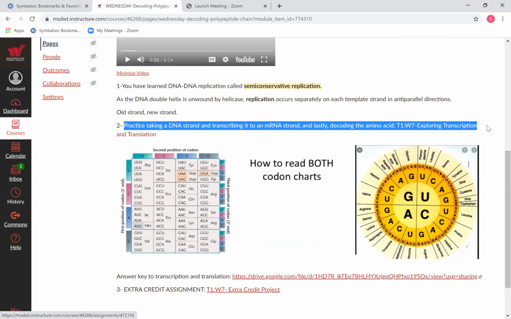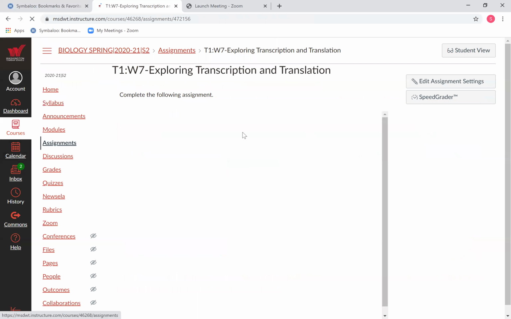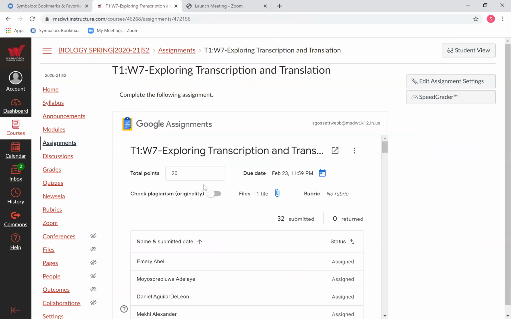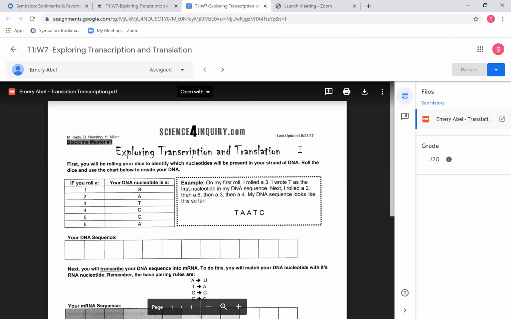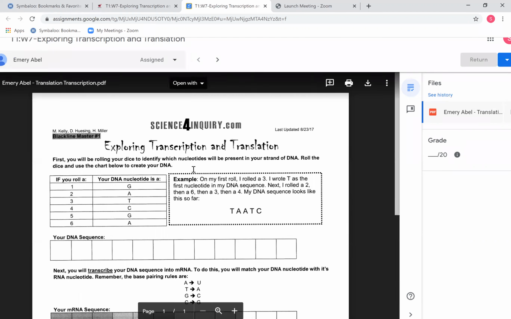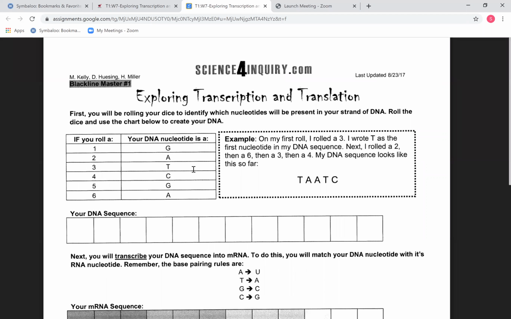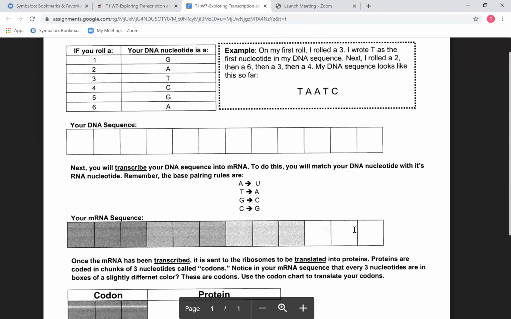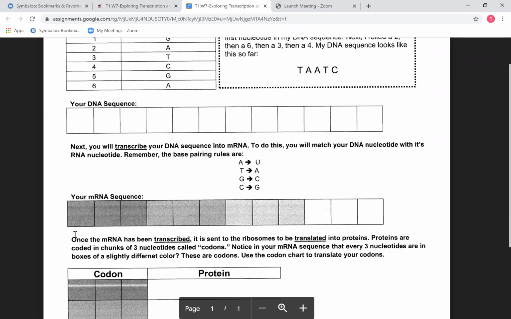Here is a practice for all the things we learned: translation, transcription, replication, all in one spot. I'm going to show you an example of what it looks like. If you're supposed to use a dice, I had a student in the class earlier that used cards to do the rolling for dice. You just select a card 1 through 6 and make them each numbers. You're going to come up with your DNA strand. Then you're going to take that DNA strand and make an mRNA sequence. Remember, the difference between the two is the T is a U.